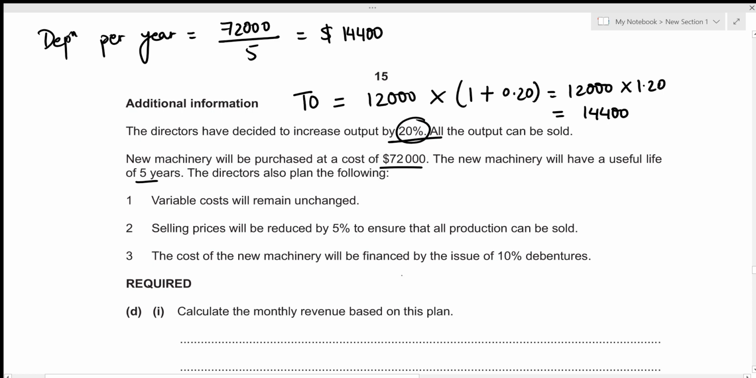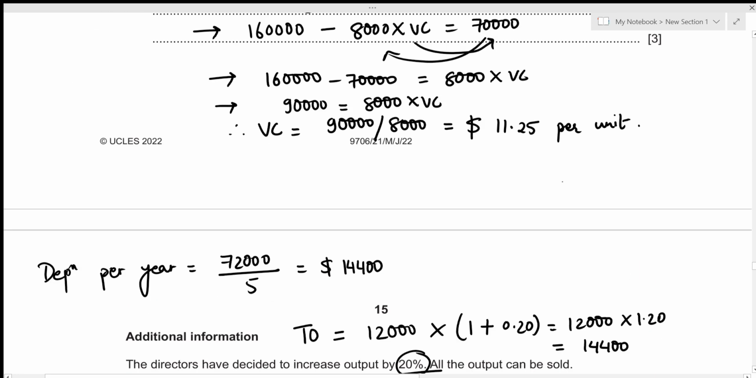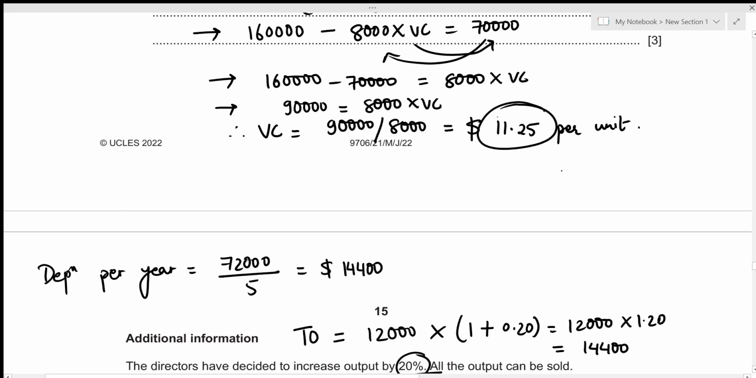All right. Then we are told that the variable cost will remain unchanged. So whatever variable cost per unit that we figured out above, that's going to remain the same. Let's have a look above. We figured it out to be 11.25. So let's substitute this value.